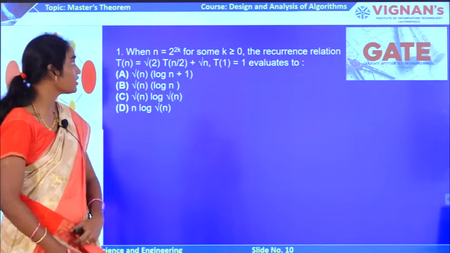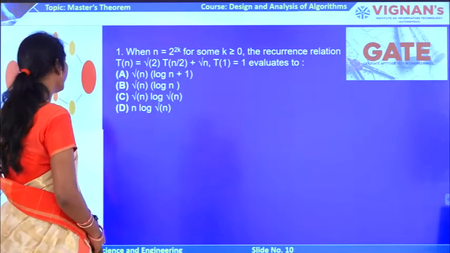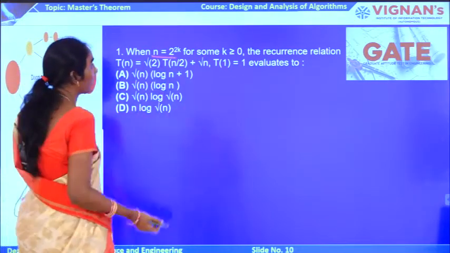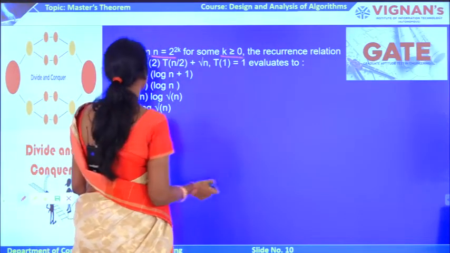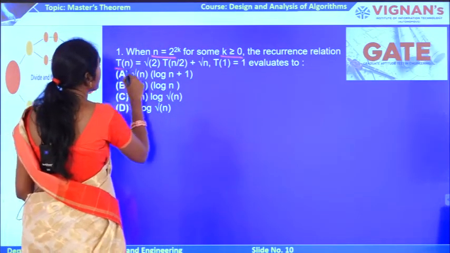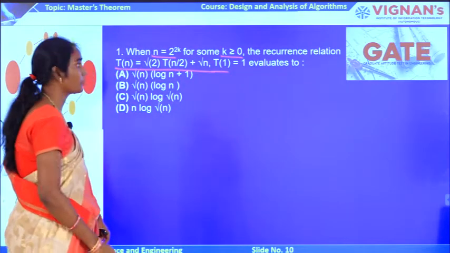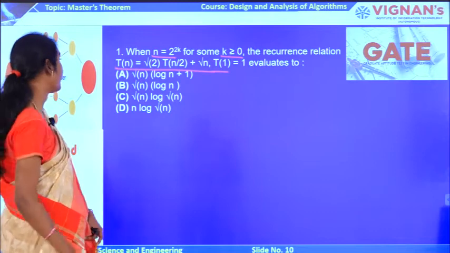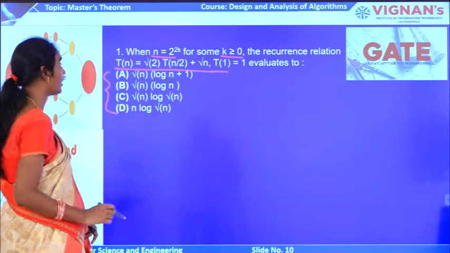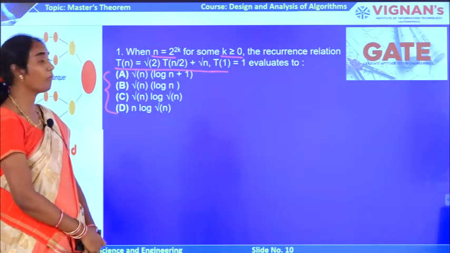So here, when n is equal to 2 to the power of 2k, and k is greater than or equal to 0, and the recurrence relation is T(n) = root 2 into T(n/2) + root n, and T(1) = 1, what does it evaluate to? What can be the complexity over here?